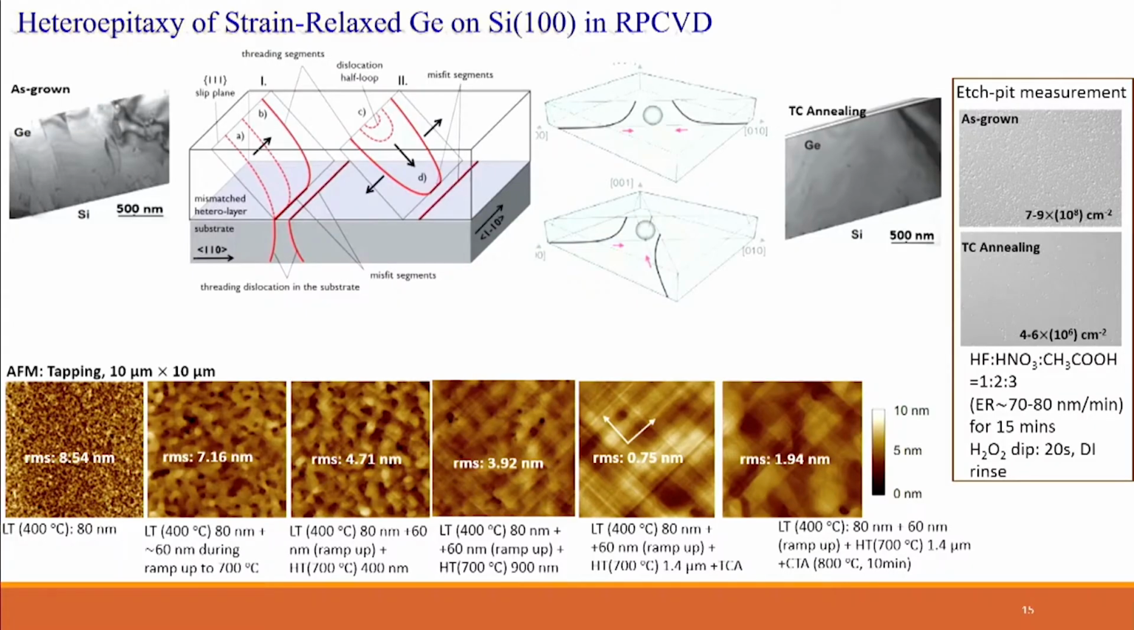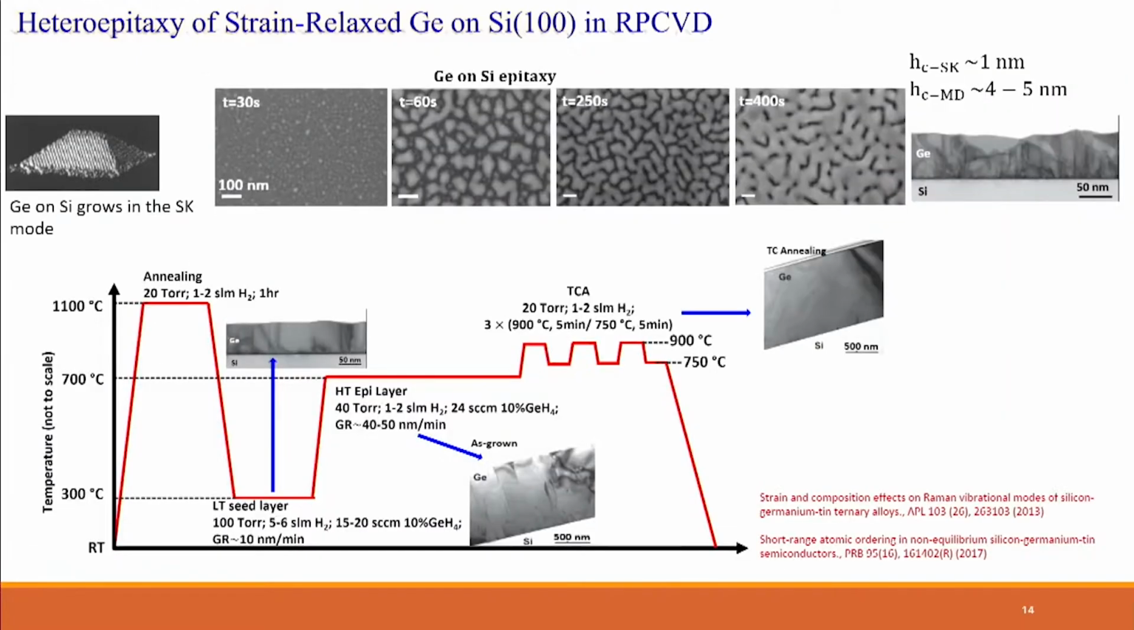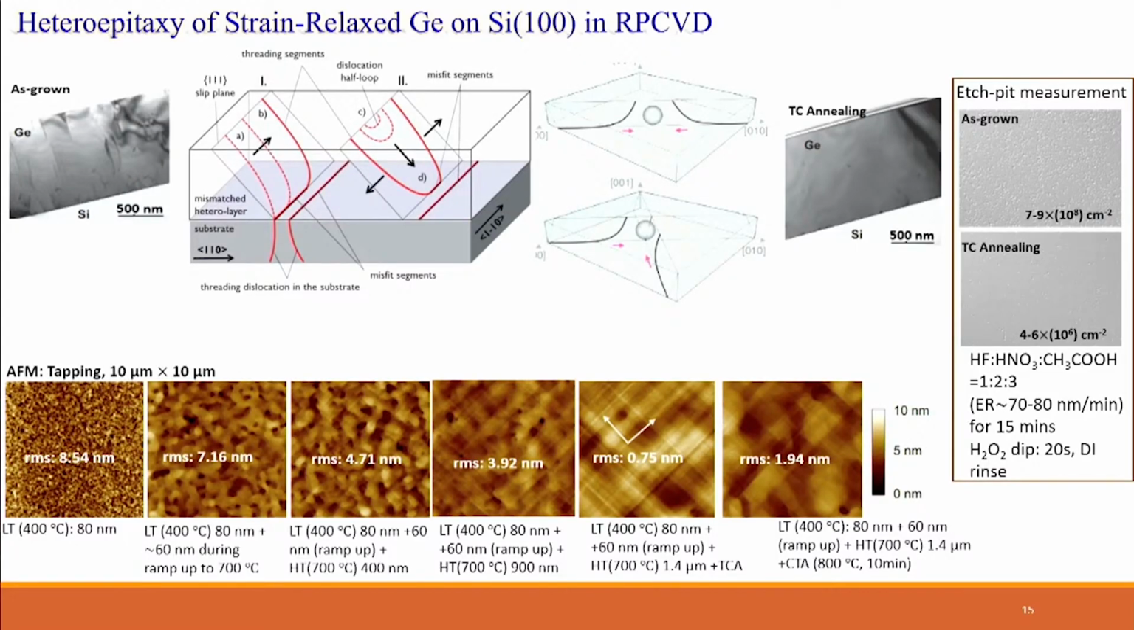Now, why do we need cyclic annealing? Why do we anneal at high temperature, low temperature, high temperature, low temperature? Because these threading arms can glide along this 111 plane. When we do this cyclic annealing, the lattice periodically expands and contracts like this.